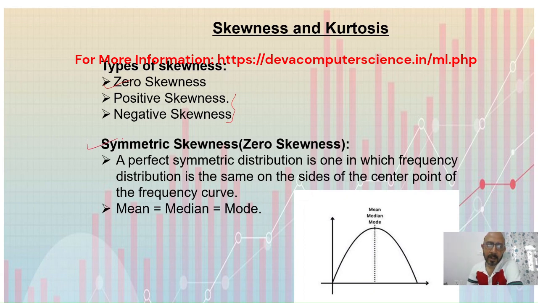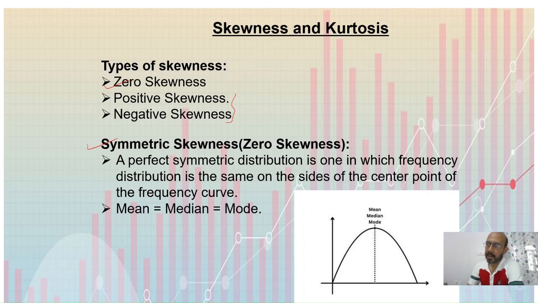Zero skewness, or symmetric skewness. A distribution with zero skewness is symmetric, with values evenly centered around the mean. The mean, median and mode are all at the center point. Here you can see mean equal to median equal to mode. Actually, values are evenly centered around the mean.